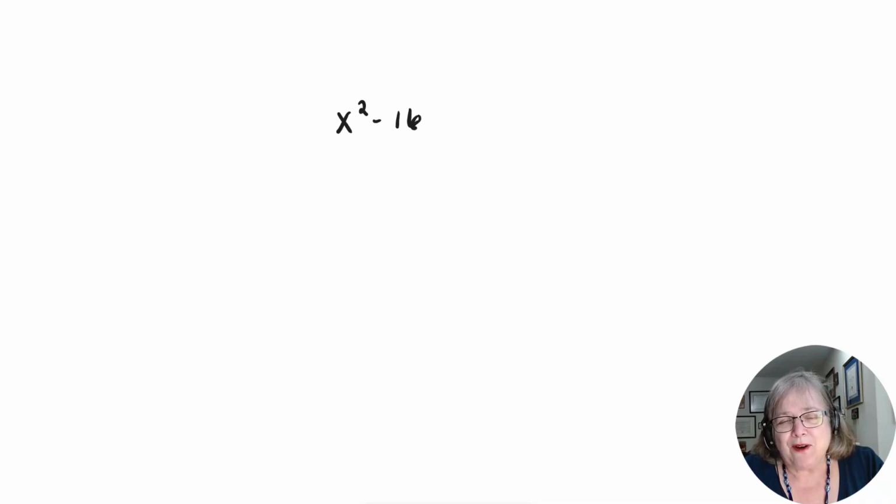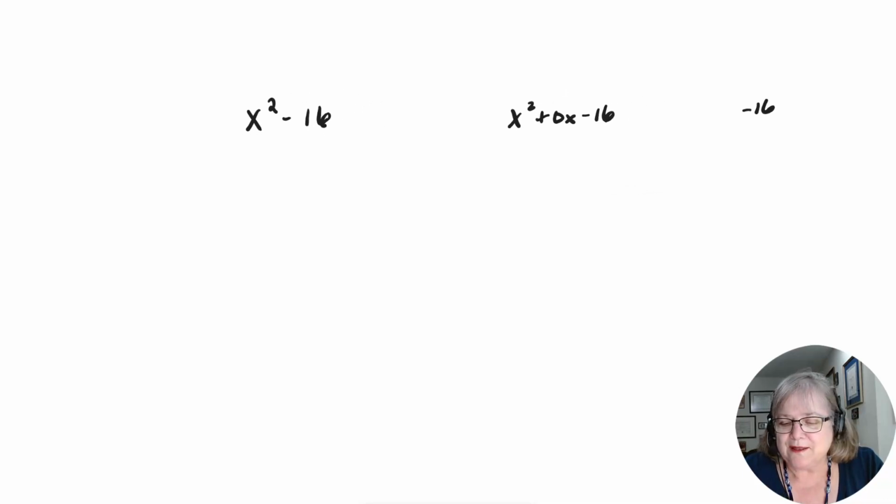Now, what we've learned so far is this type that says what multiplies to the end number and adds to the middle if the lead coefficient is a 1. So we can think of this as x squared plus 0x minus 16. So the question becomes, what multiplies to a negative 16? 1 and 16, 2 and 8, 4 and 4. It multiplies to a negative 16, so they're unlike signs, opposite signs, and it adds to 0. Well, negative 4 and plus 4, or plus 4 and negative 4, would multiply to negative 16 and add to 0.